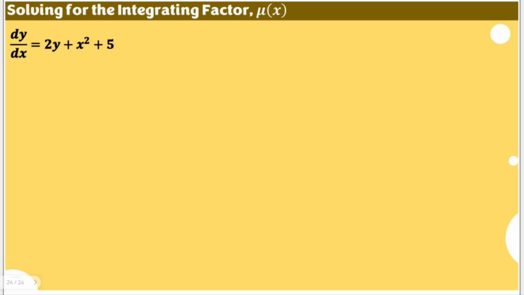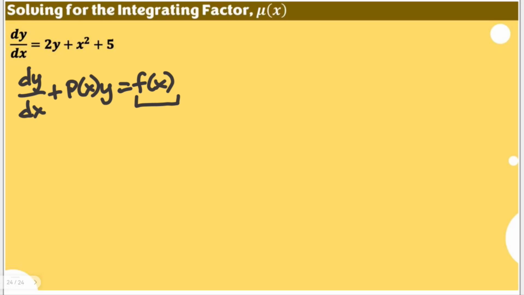We are given an equation, specifically a linear equation, but not in standard form. Take note that the standard form for a linear equation or a first order differential equation is in this form: the first order derivative of y with respect to x plus a certain p of x times y is equal to f of x, where f of x is a function in terms of one variable x, and p of x is another function of x, or maybe a constant, that is actually paired with the variable y.